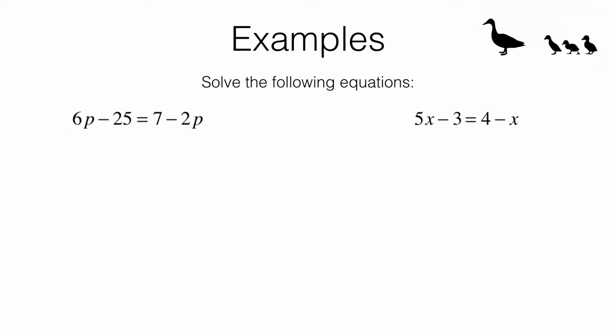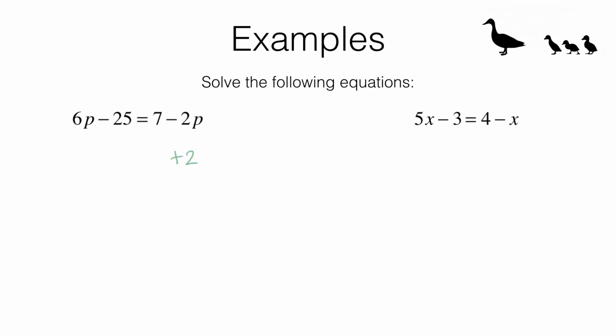Here's our next example. 6p minus 25 equals 7 minus 2p. As you can see, we've got this unknown p on both sides of the equation. Now, we could subtract 6p from both sides. That would eliminate 6p from the left-hand side. However, we would end up with 7 minus 8p on the right-hand side, and that negative 8p there annoys me a little bit. So what I'm going to do instead is add 2p to each side.